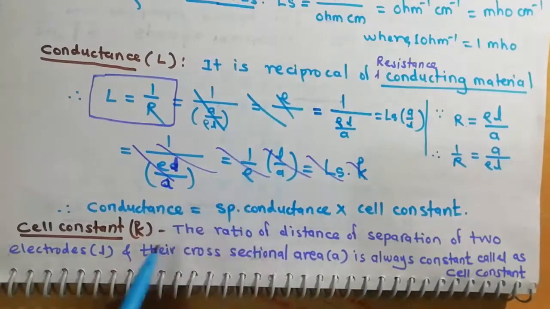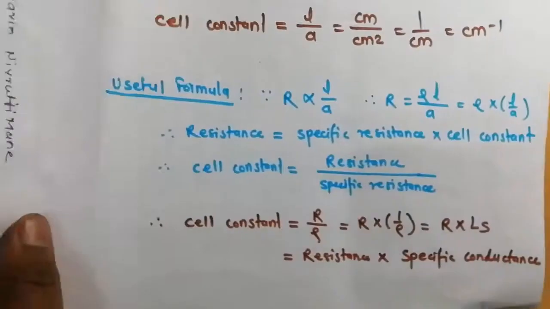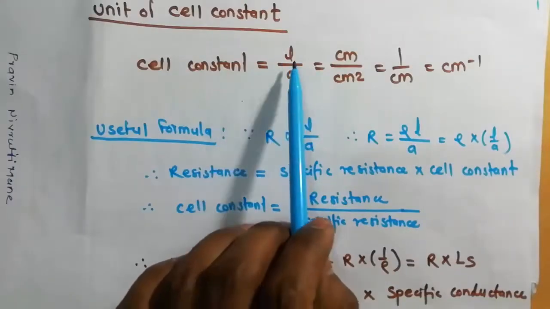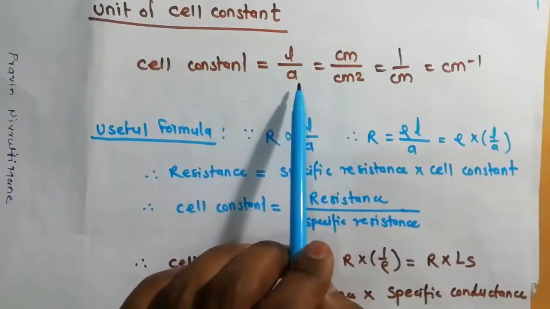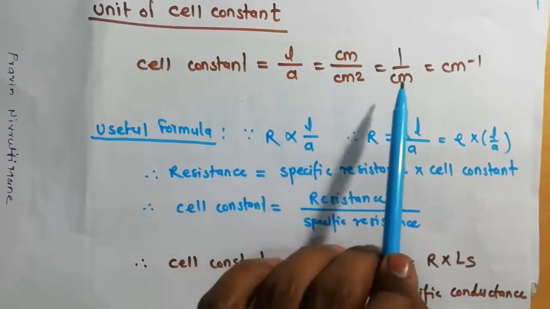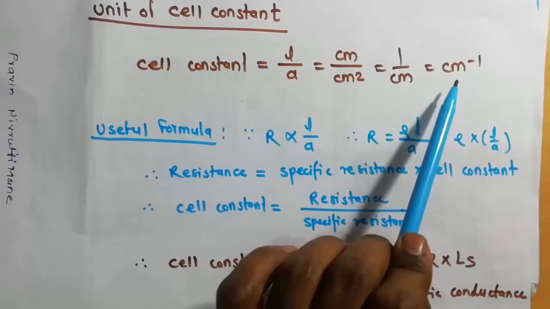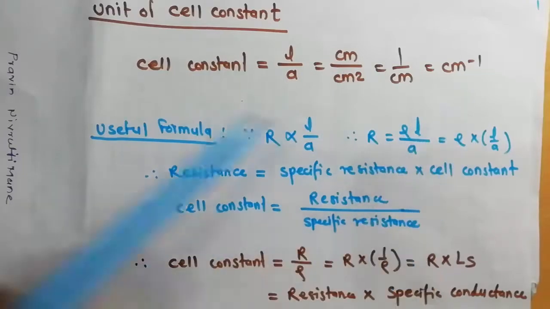Now the next definition is cell constant. The ratio of the distance of separation between two electrodes, that is L, and their cross sectional area A is always constant, and this constant is called the cell constant. Now what is the unit of cell constant? Cell constant is equal to L upon A. The unit of length is centimeter and the unit of area of cross section is centimeter square, so one centimeter cancels, giving 1 upon centimeter, which is equal to centimeter inverse.